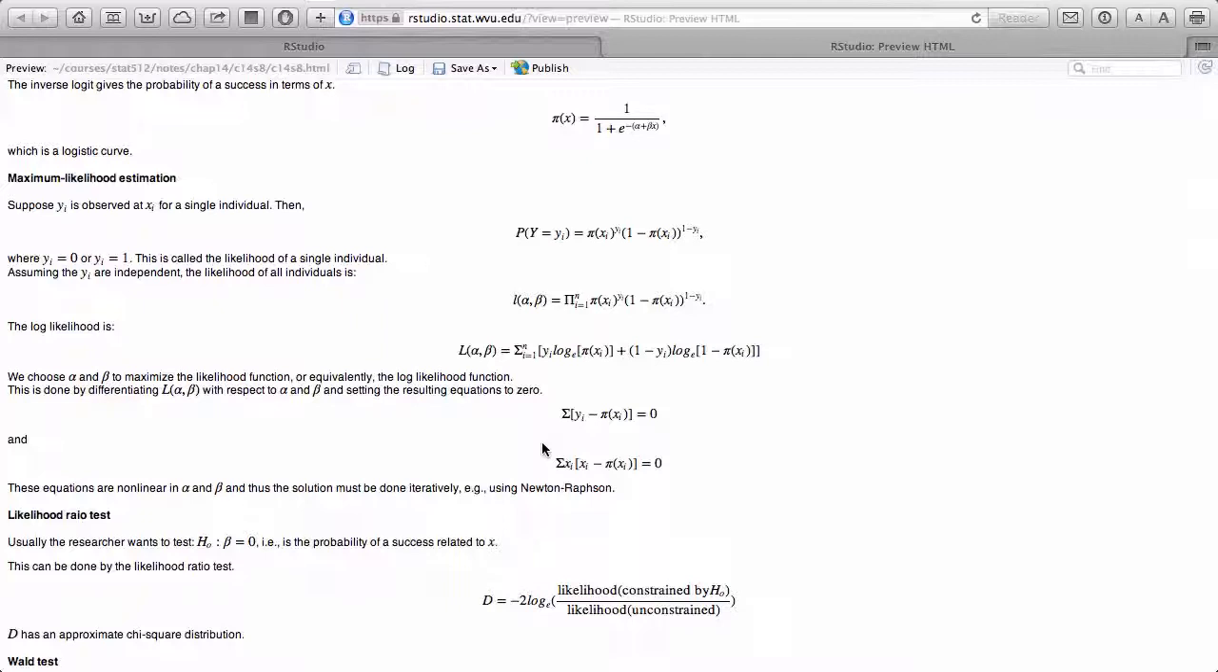If we had more than 1 x, say we have k x's plus the intercept, we would have k plus 1 equations and k plus 1 unknowns. But again, they're linear. It's very easy to solve. Well, relatively easy.